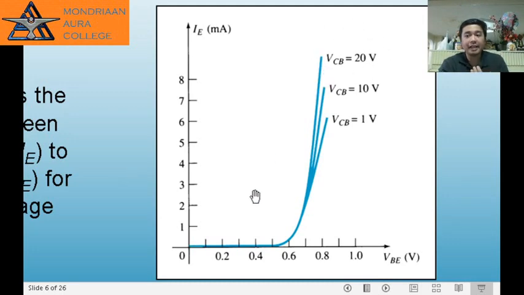What if late na nag-conduct yung ating diode? Ibig sabihin, mas mataas yung VBE. What will happen to VCB? So late na siya nag-conduct, ang VCB natin bumaba. So let us relate VBE and VCB, VBE being the input voltage and VCB being the output voltage. Kapag bumaba ang VBE natin, ang VCB tataas. Kapag tumaas naman ang VBE natin, ang VCB natin ay bababa.